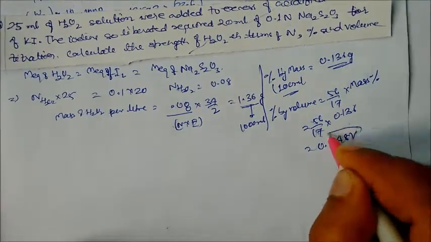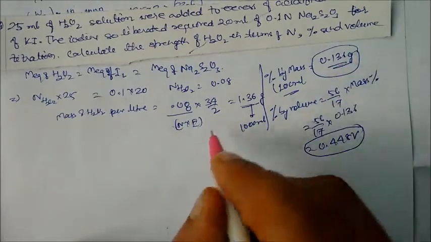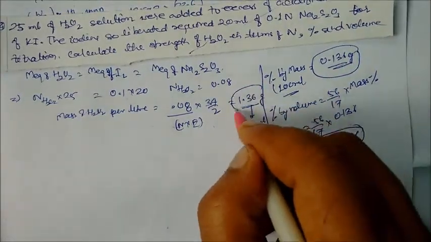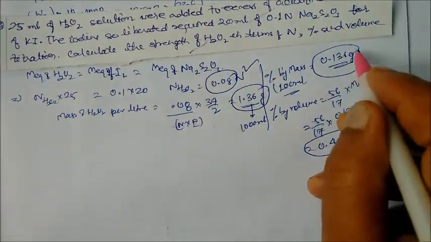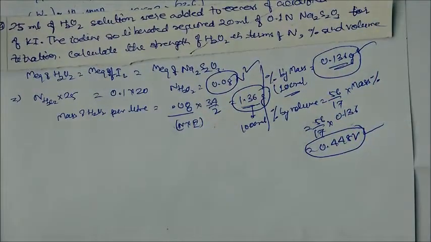5.8 volume. So this is our volume, this is our mass, and again this is the mass of the H2. Okay, and this is the normality. So keep it, 3 values are there. So this is our basically answer.